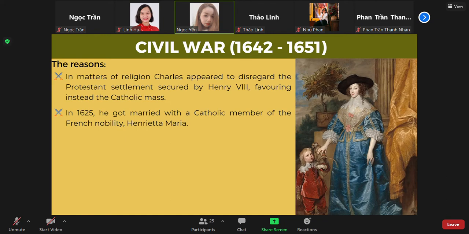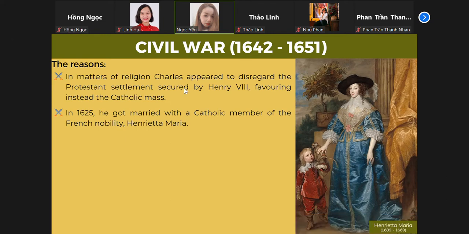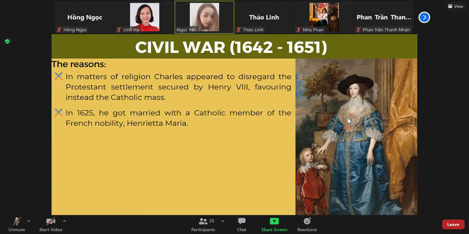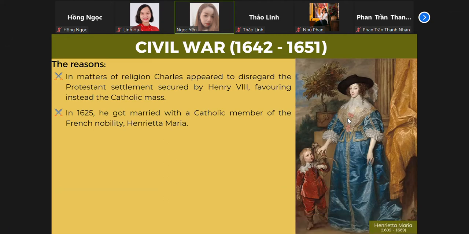First, in the matters of religion, Charles appeared to disregard the Protestant settlement secured by Henry VIII in his favor, instead of the Catholic Mass. And in 1625, he got married to a Catholic member of the French nobility, Henrietta Maria. And you can see the pictures of her on the right of the screen, Henrietta Maria.